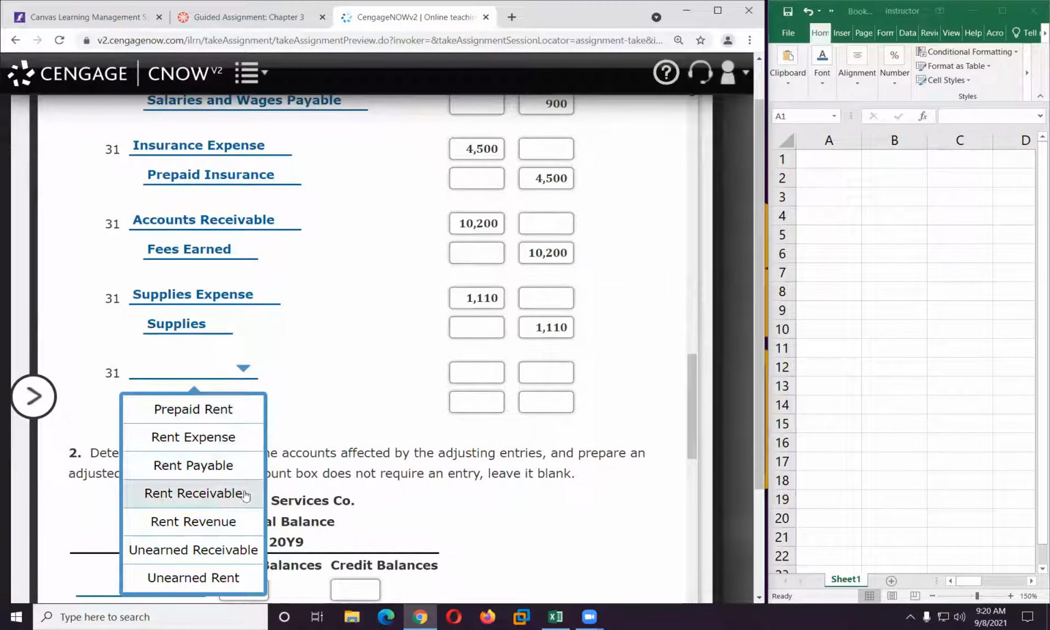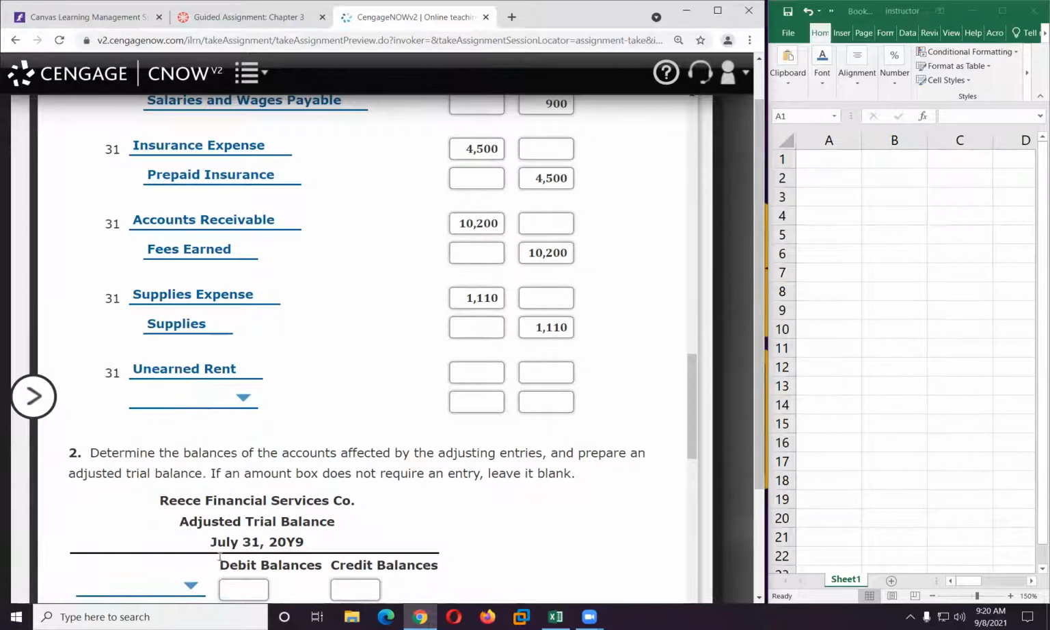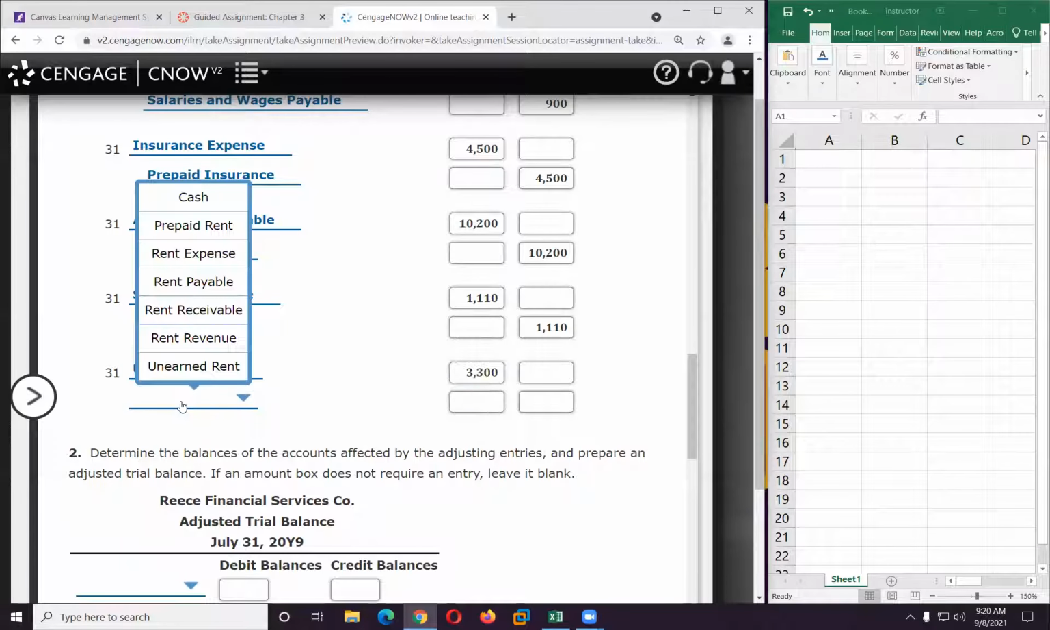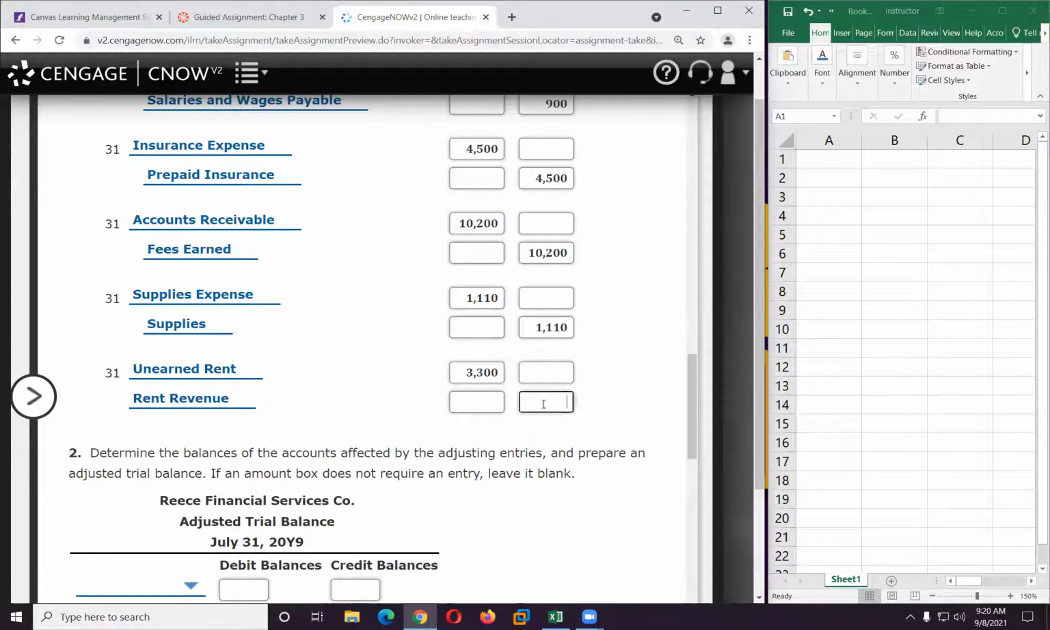So I'm going to reduce my liability unearned rent by $3,300. And I'm going to increase my revenue account, rent revenue, by $3,300. And then I breathe a sigh of relief because all of my adjusting entries are done.